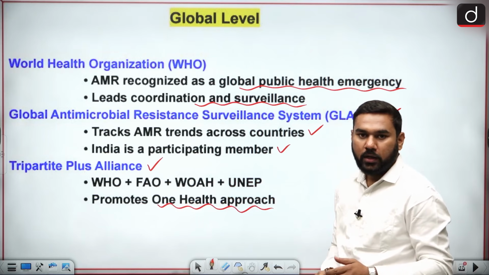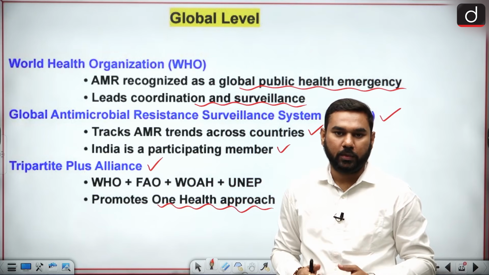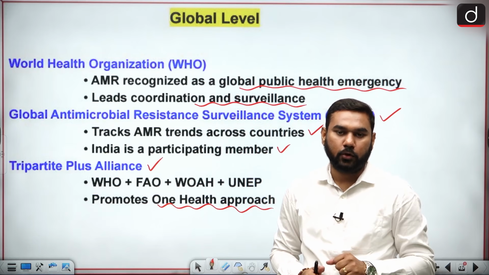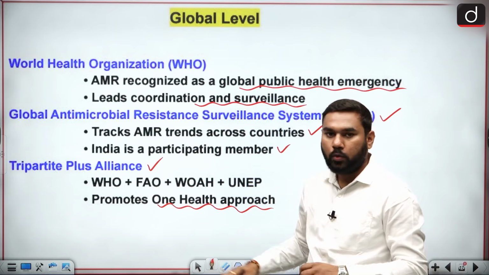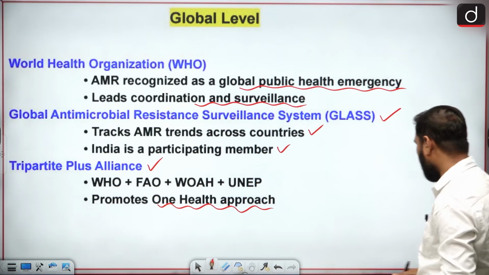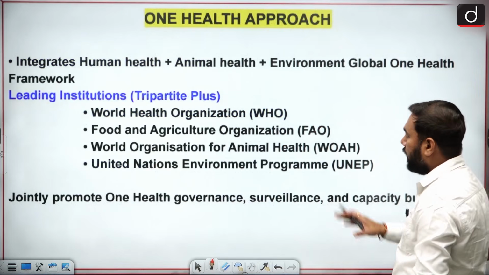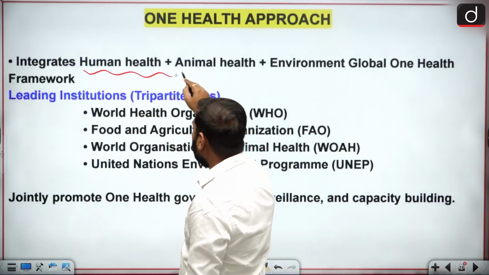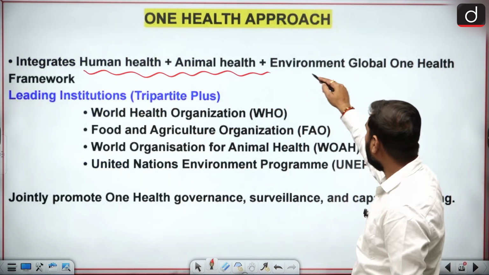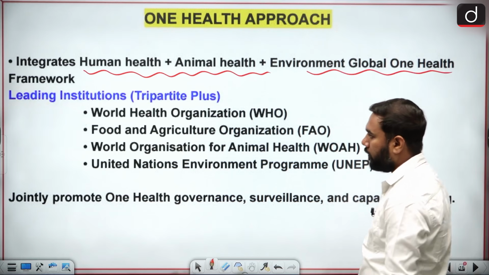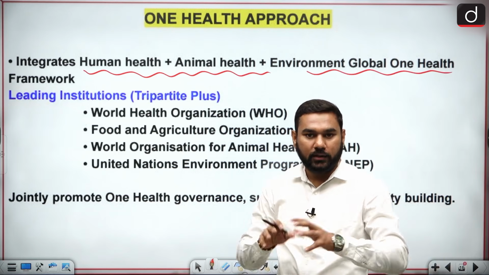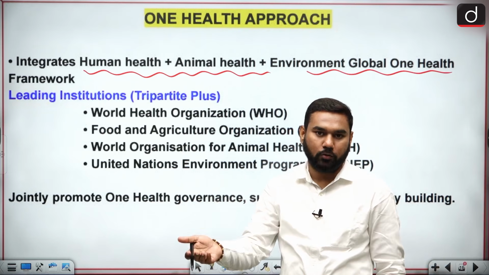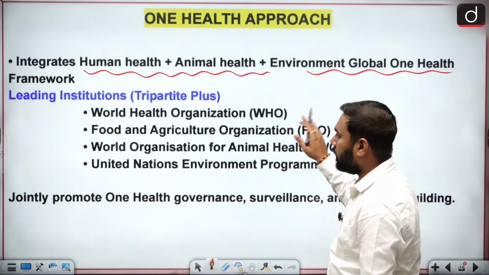As I told you, we want to be healthy as human beings, healthy for animals, and healthy for the environment also. This is known as the One Health system. So the One Health approach is an integration of human health, animal health, and environmental health in a global One Health framework. We want to maintain a health framework which is available for humans, animals and plantation, meaning the environment.